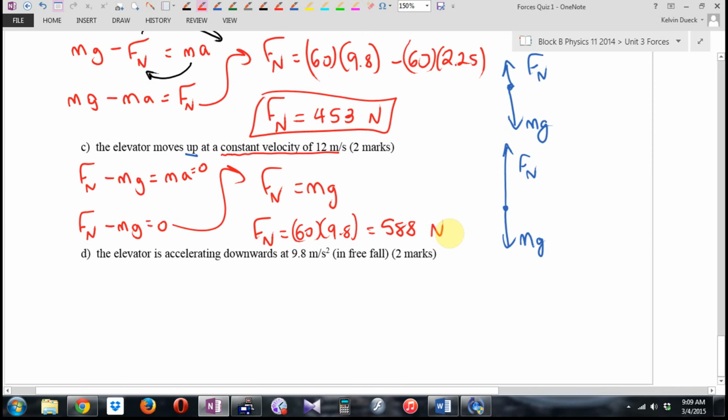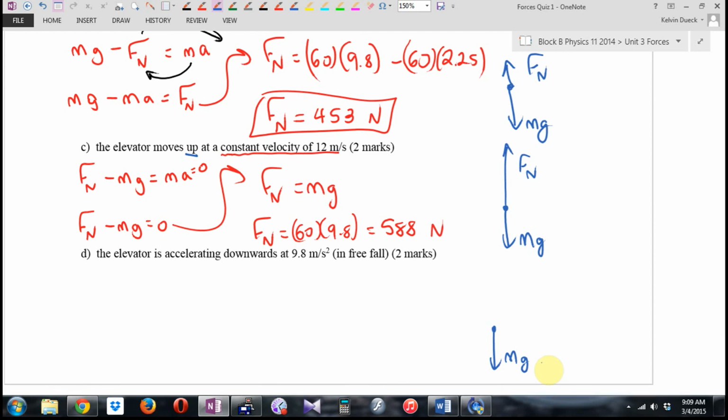Last one. The elevator is accelerating downwards at 9.8 meters per second squared in free fall. Okay. This is a job for a free body diagram. What are the forces acting on this person? Get the obvious one. Gravity. What else? Now, I kind of think when you're in free fall and you try standing on a scale, I think it will read 0.